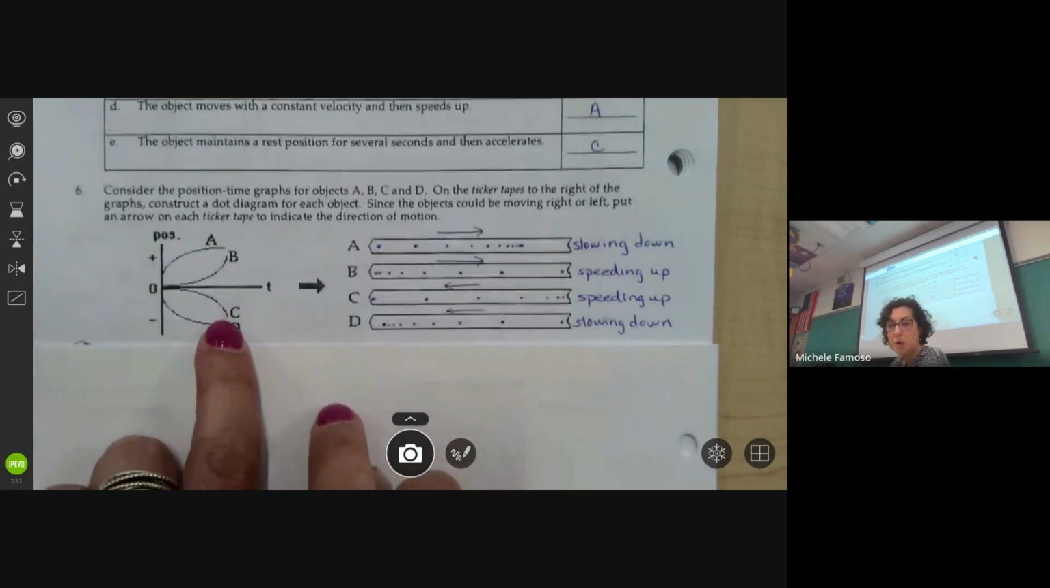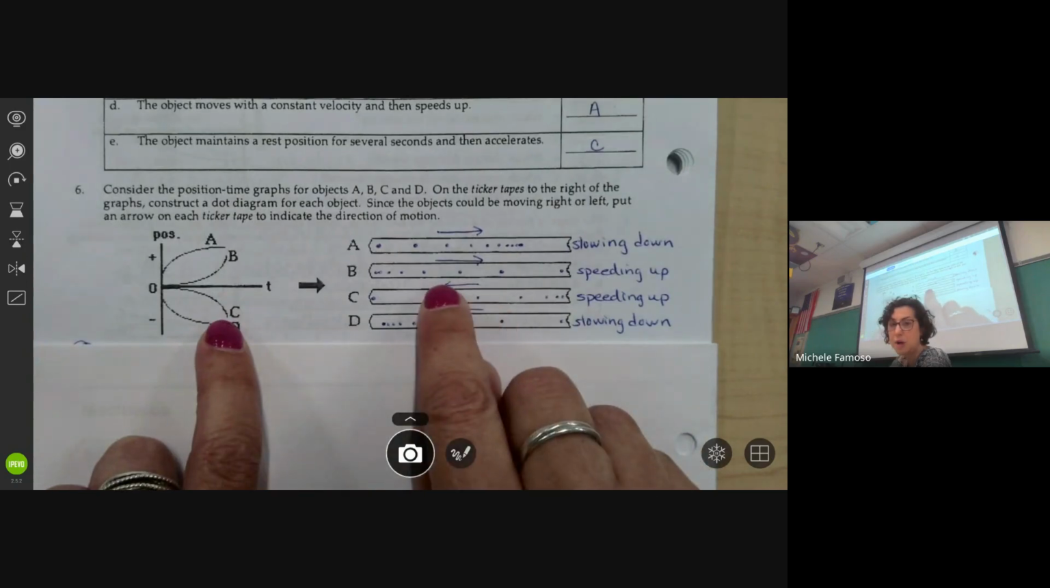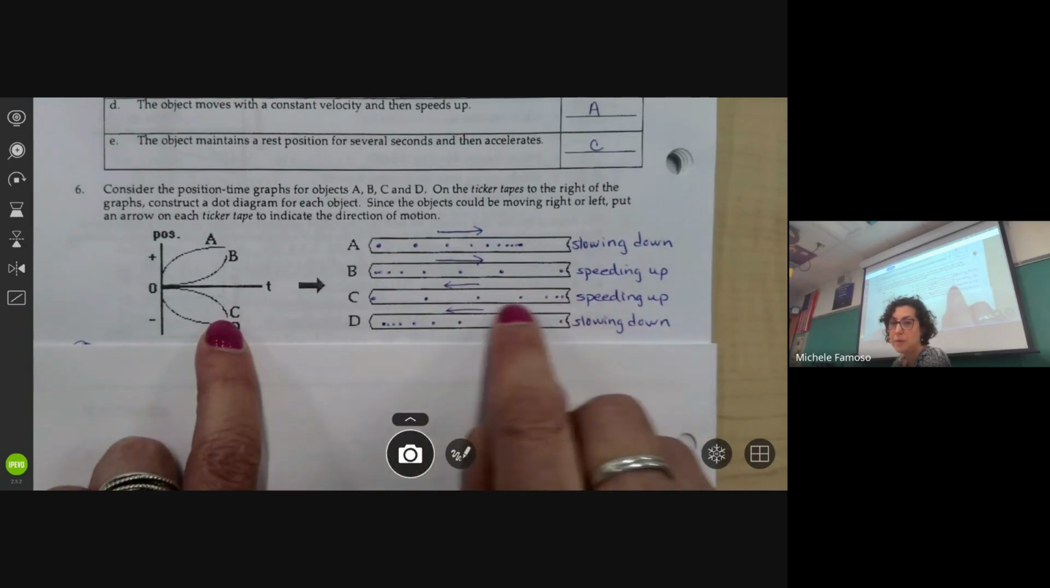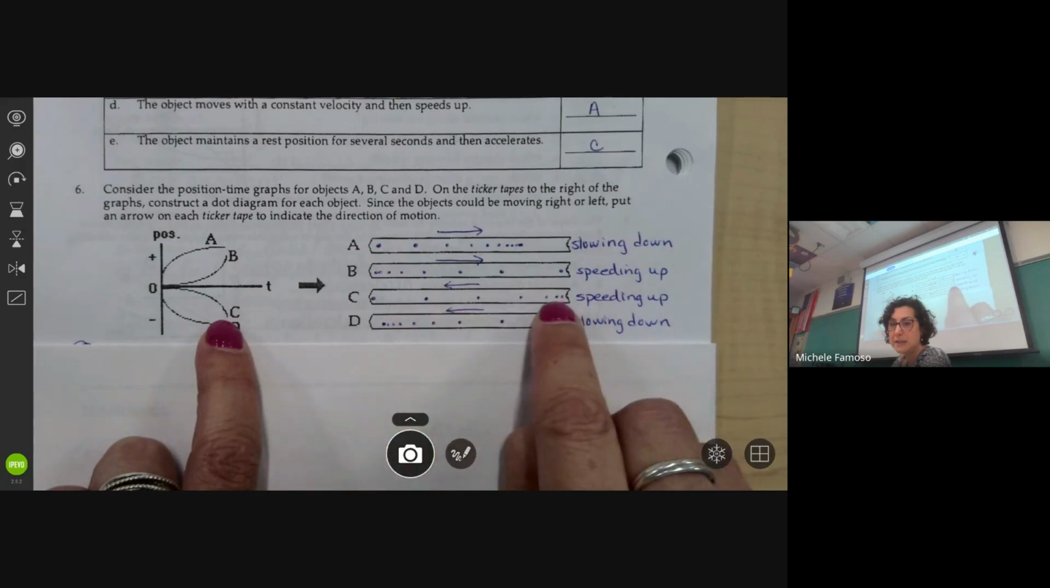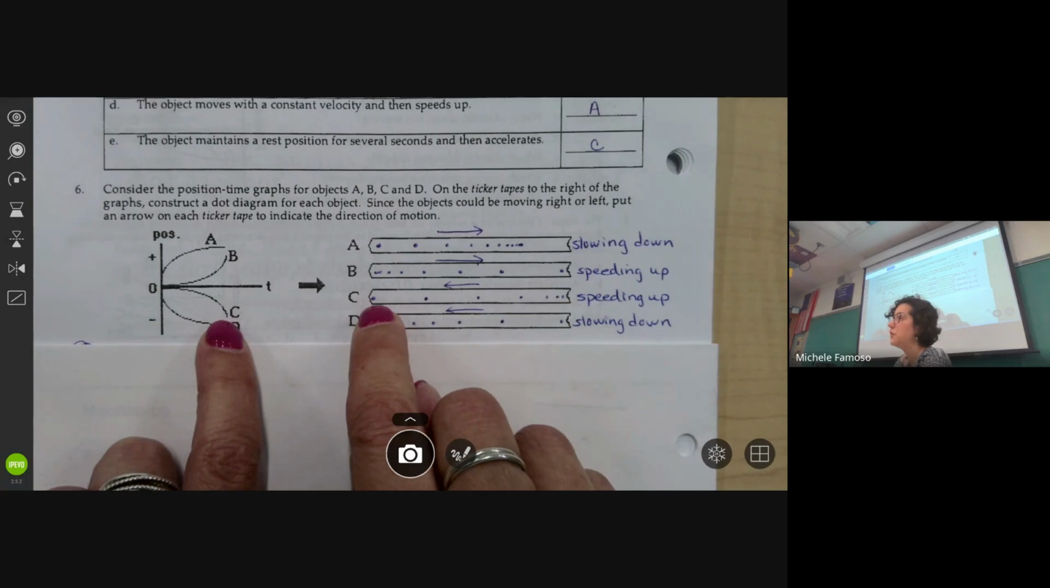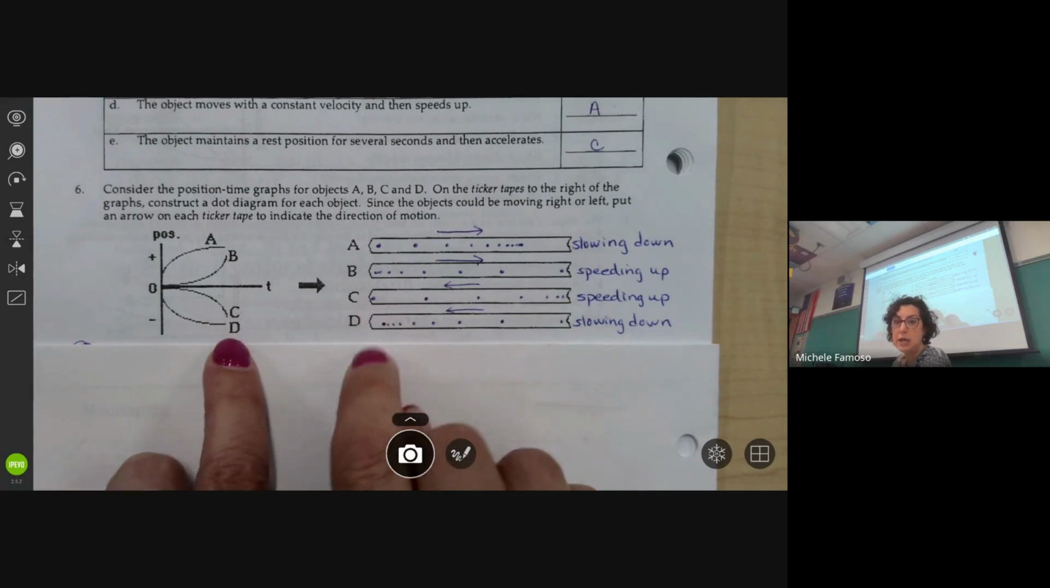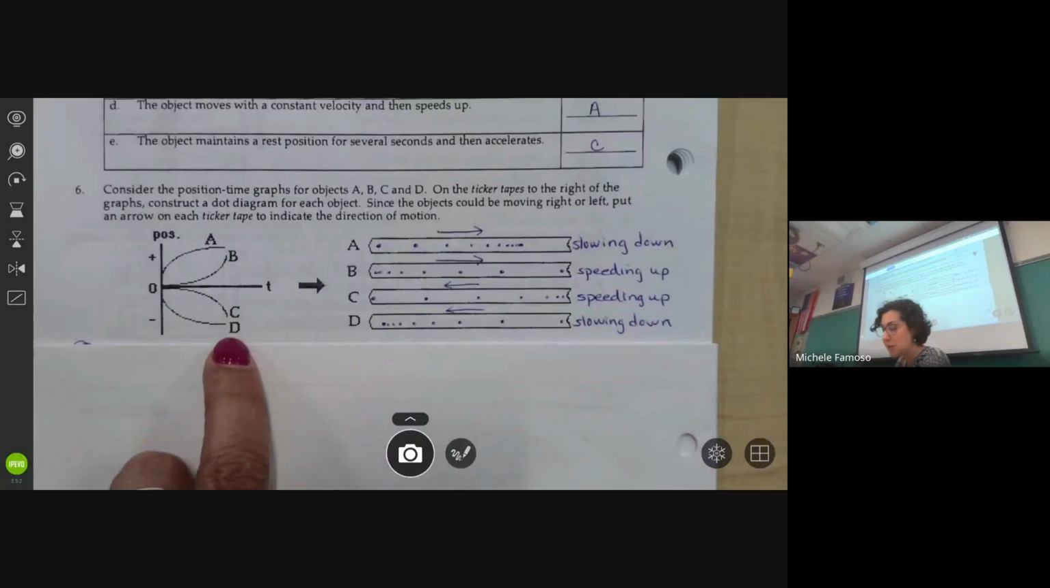Negative slope means it's going left, negative direction. So here's the arrow showing me I'm going to read this ticker tape from right to left. And these dots, as I read them from right to left, are getting further and further apart. Graph D shows it's slowing down as it goes to the left.